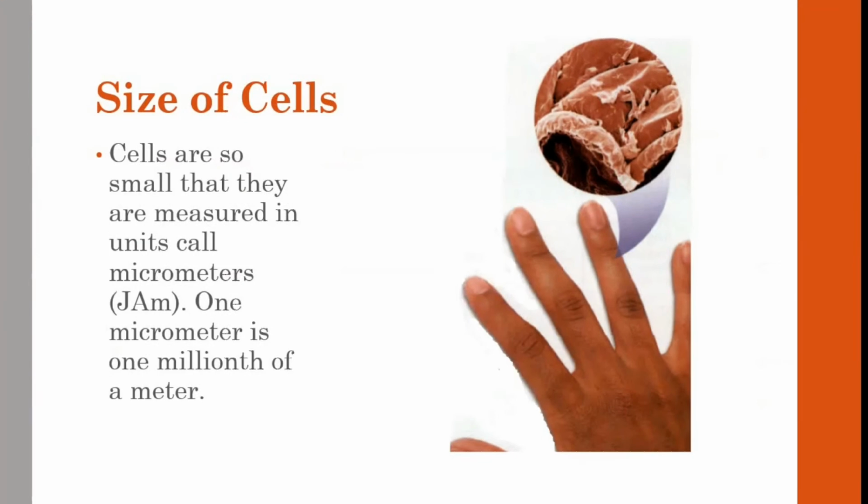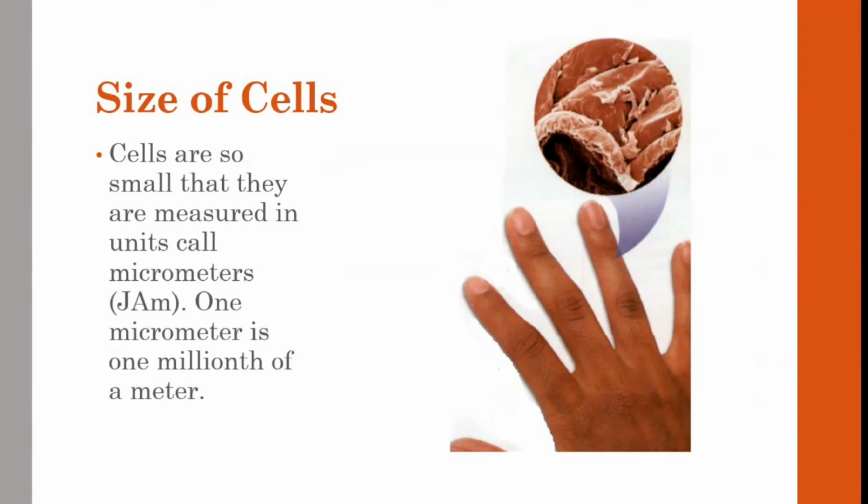Size of cells. Cells are so small that they are measured in units called micrometers. 1 micrometer is 1/1,000,000th of a meter. Each one of your red blood cells is about 7 micrometers across.